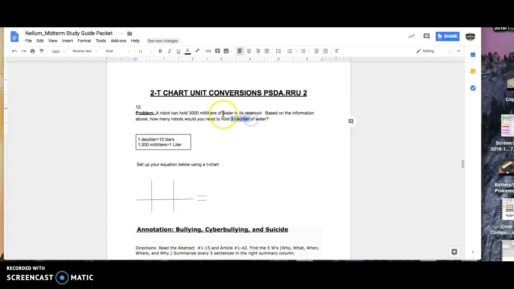We know that one robot can hold 3,000 milliliters. We want to know how many robots can hold 3 deciliters. The key idea with this question is the units. If you have a word problem and they give you more than one unit, like millimeter, deciliter, gram, or kilometer, and those units do not match, that's usually a clue that you have to do some type of conversion. Ask yourself, what are we converting to and from?